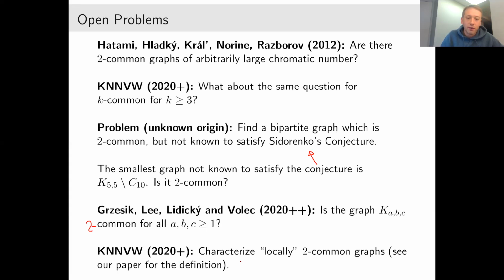And then another question is to characterize these locally 2-common graphs. We characterize locally 3-common, 4-common, 5-common, etcetera, off to infinity. But our characterization, interestingly, doesn't work for locally 2-common graphs. So that's quite an interesting question, I think. Okay, so with that, I'll stop. Thank you for your attention, and thanks again to the organizers for the invitation.